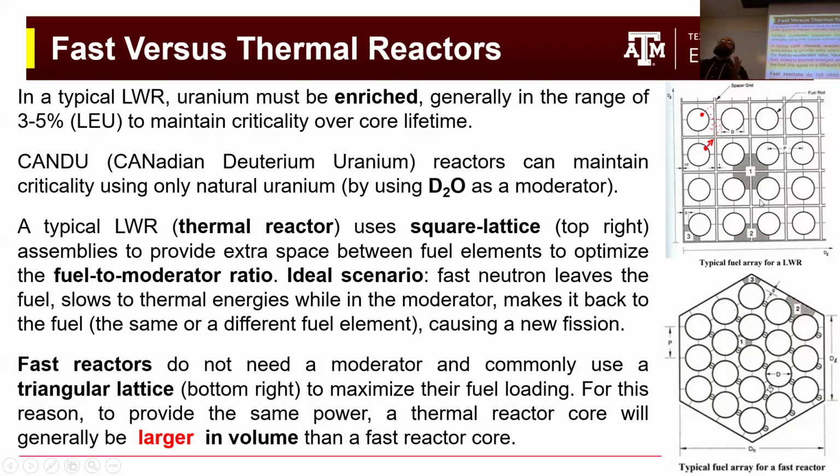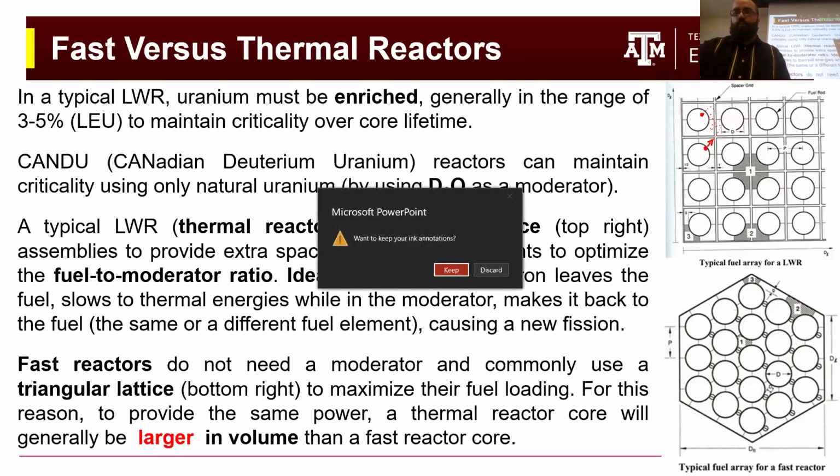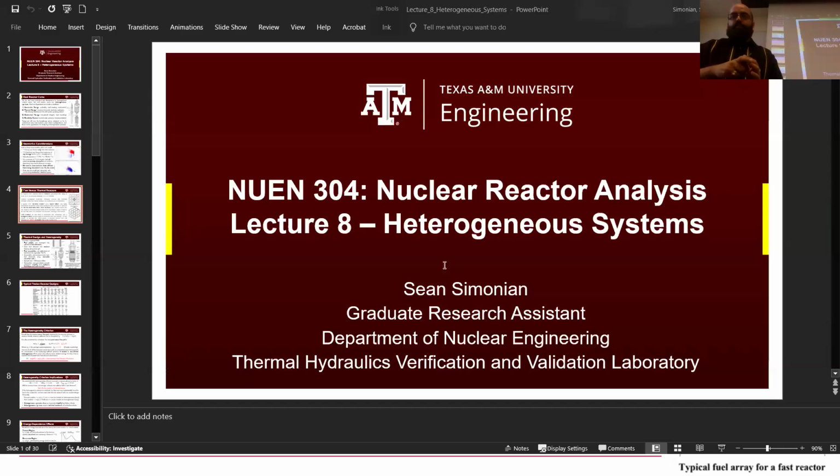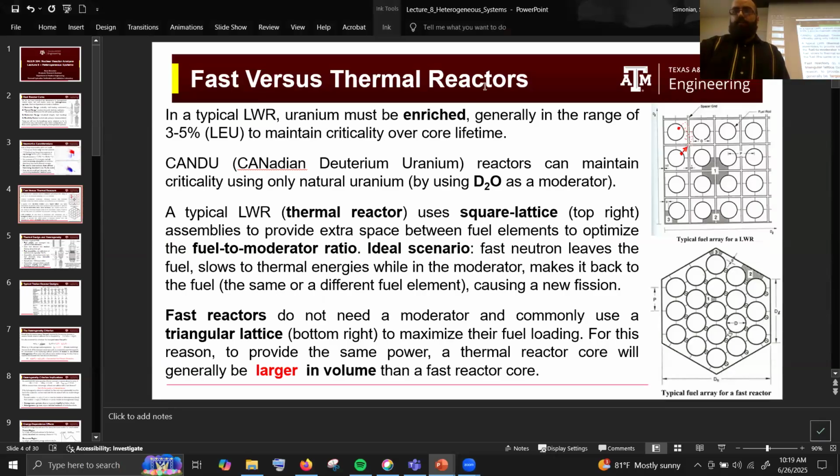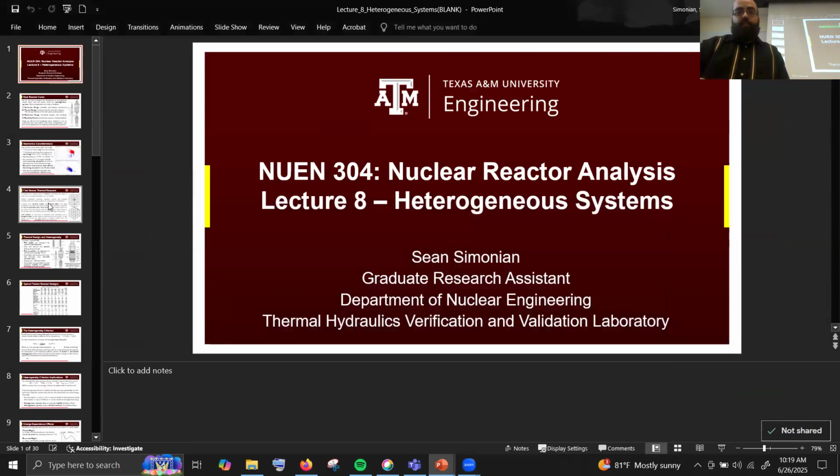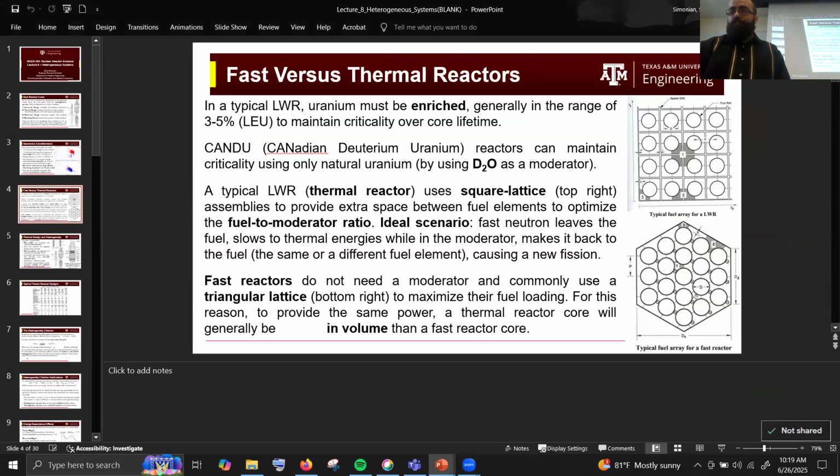In fast reactors, you don't need a moderator. They are designed to fission mostly on fast neutrons. And as a result of that, we are able to put the fuel in a more compact form. So basically these reactor cores themselves will be more compact as a result of the fact that we don't need the moderator.